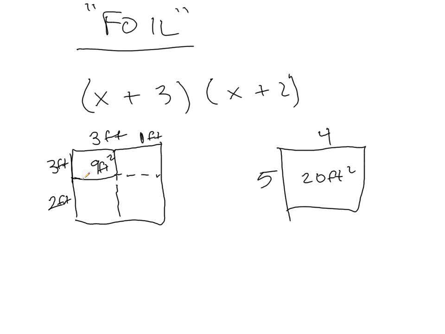Well, this piece will be 3 wide, 2 long, so that'll make it 6 feet squared. This one will be 3 feet by 1 foot, which is 3 square feet. And this one will be 1 foot by 2 feet, which is 2 square feet. Now I add up all these areas together to represent the whole. 9 plus 3 is 12, 18, and I get 20 square feet. I get the exact same thing. That's exactly this concept of foiling.